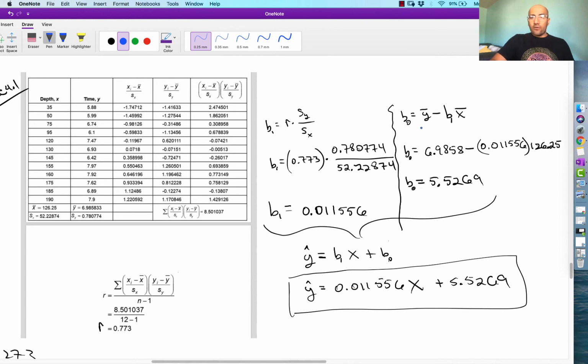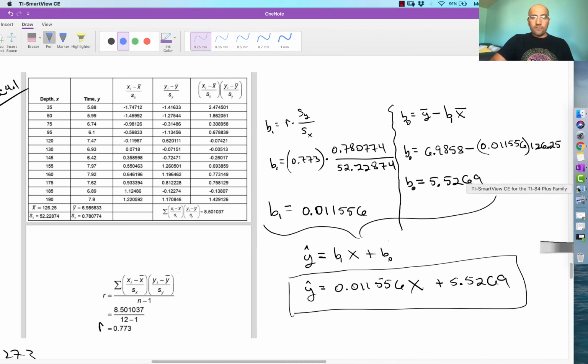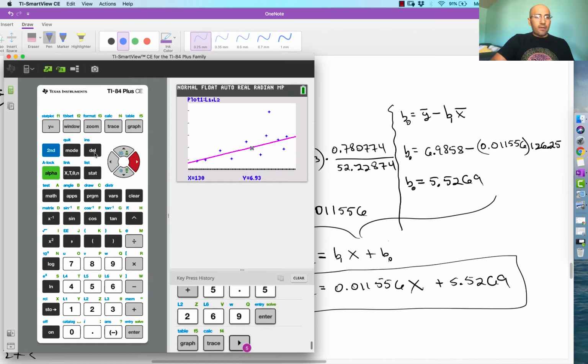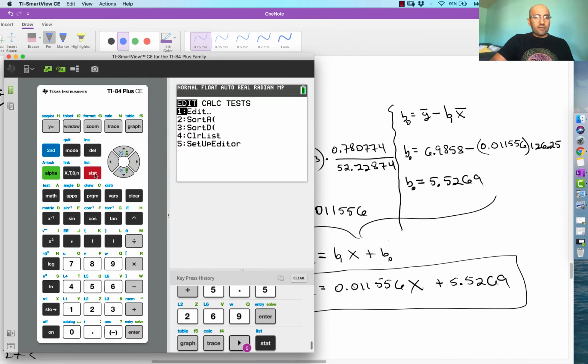And then you have to go through this little thing to find the y-intercept of the best fit line. So that's a lot of work, right? Or we can just have our calculator do it. So we can go over to y equals, and then let's go to stat, edit.